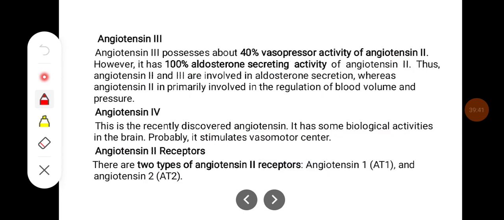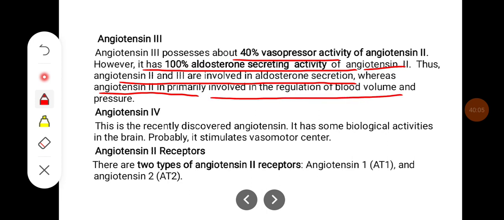Angiotensin 3 possesses about 40% of the vasopressor activity of angiotensin 2. However, it has 100% of the aldosterone-secreting activity of angiotensin 2. Thus, angiotensin 2 and 3 are involved in aldosterone secretion, whereas angiotensin 2 is primarily involved in the regulation of blood volume and pressure. Angiotensin 5 is the recently discovered angiotensin. It has some biological activities in the brain. Probably it stimulates the vasomotor center.